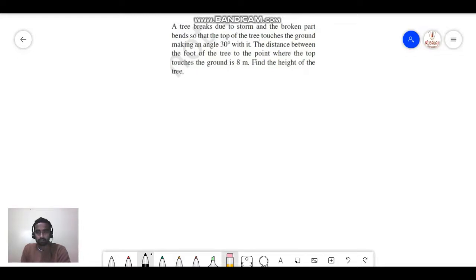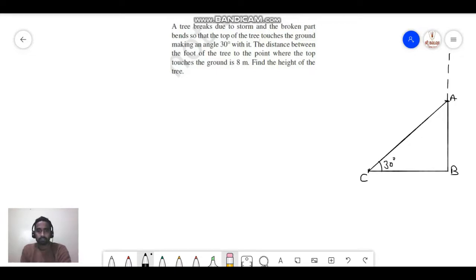So let us suppose that this was our complete tree, and this point is A, this point is B, this point is C. This was our complete tree. This is the top of the tree, and the tree breaks from the point A due to the storm, and the top of the tree touches the ground at point C, making an angle of 30 degrees with the ground.